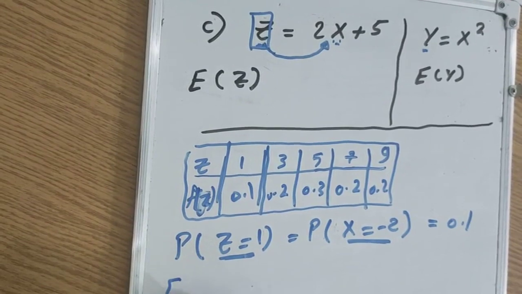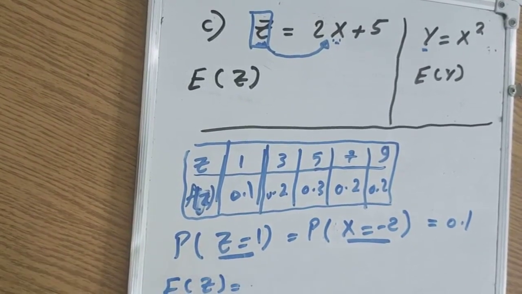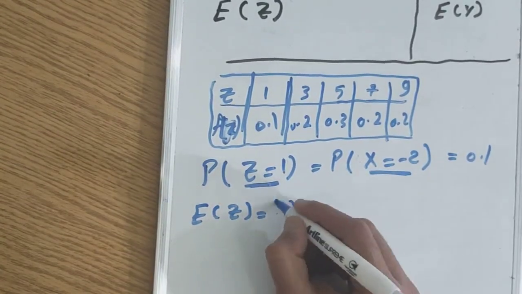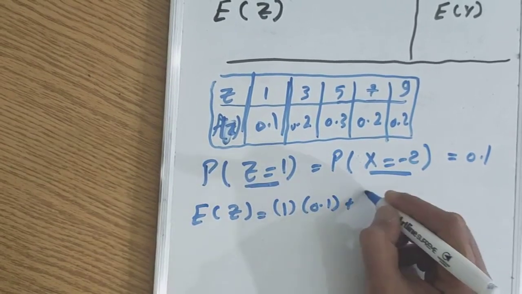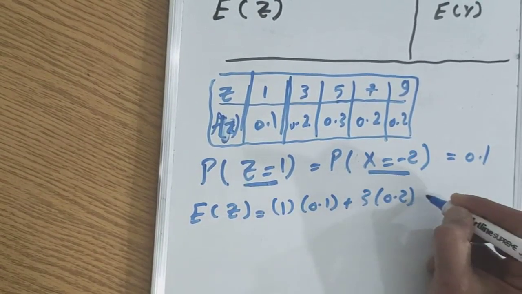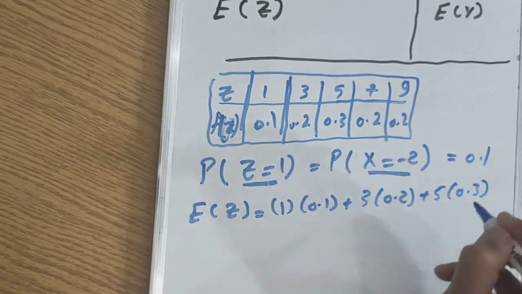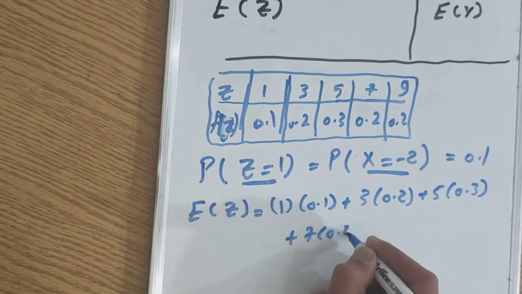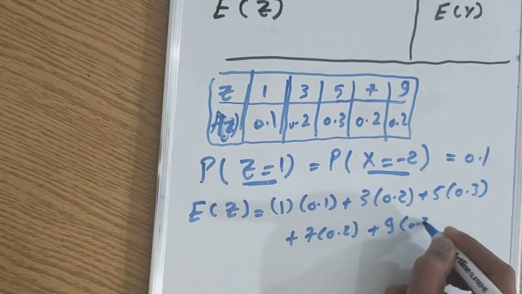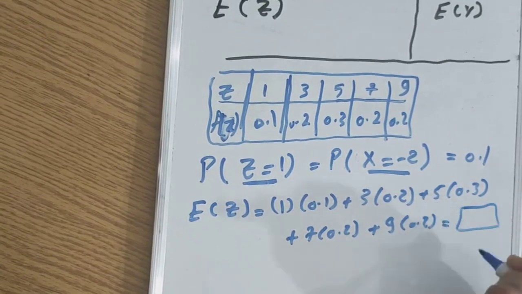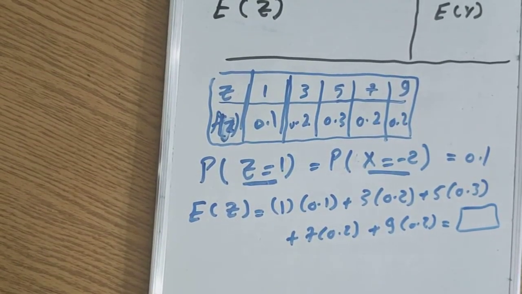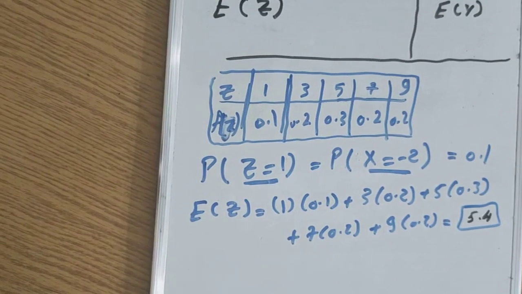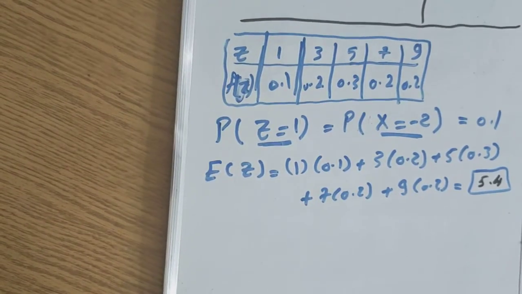Now we can calculate the expected value of z, because it will be 1 times 0.1 plus 3 times 0.2 plus 5 times 0.3 and so on until 9 times 0.2. And of course this value will equal 5.4.